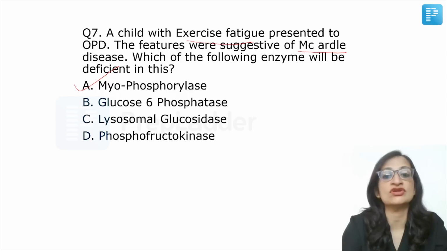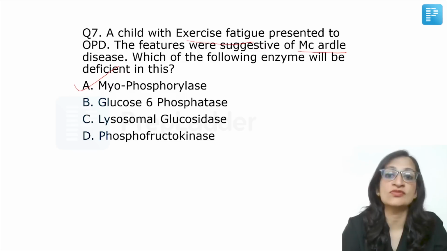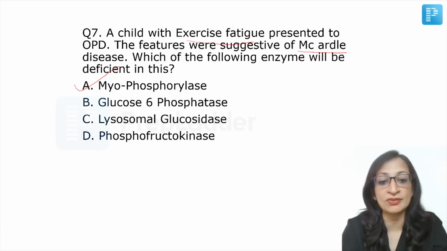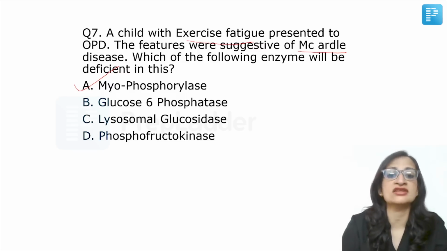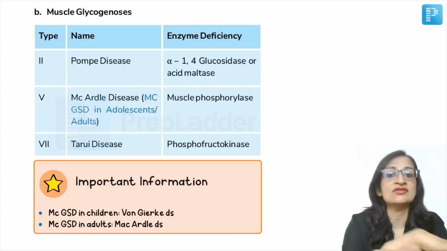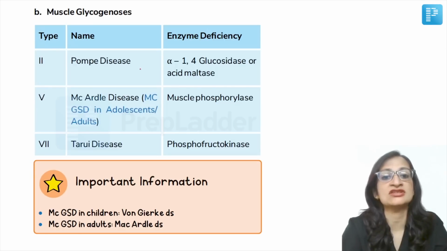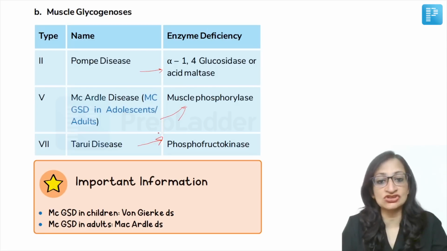Glucose 6-phosphatase we know is deficient in von Gierke disease, lysosomal glucosidase or alpha glucosidase in Pompe disease, phosphofructokinase in Tarui disease. Okay, so these are the muscle glycogenoses. You can see Pompe disease, we already mentioned McArdle disease, muscle phosphorylase, and Tarui disease, phosphofructokinase. And the most common GSD in children is von Gierke, while in adolescents it is McArdle disease.